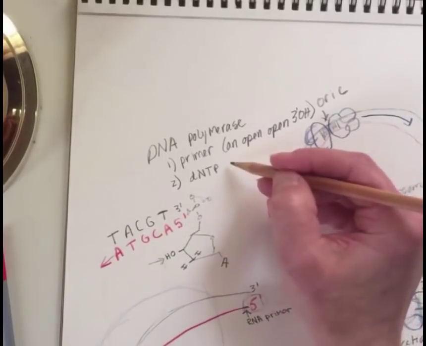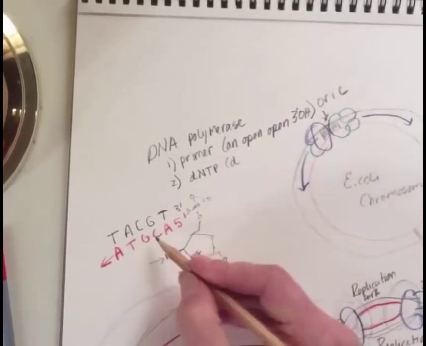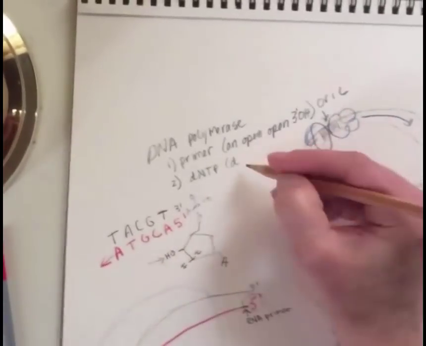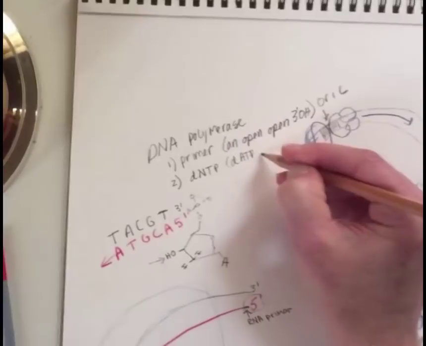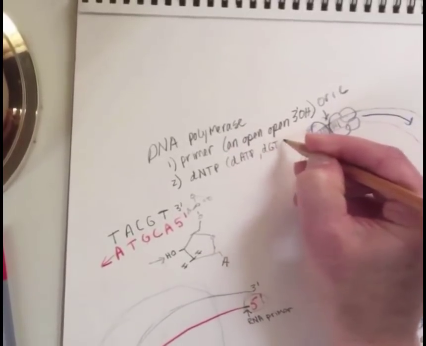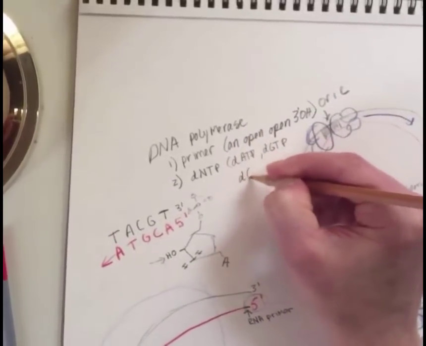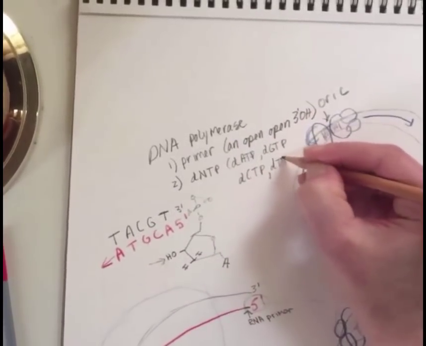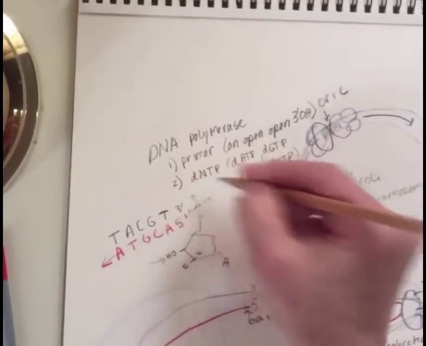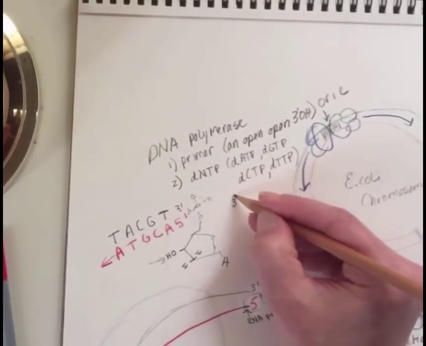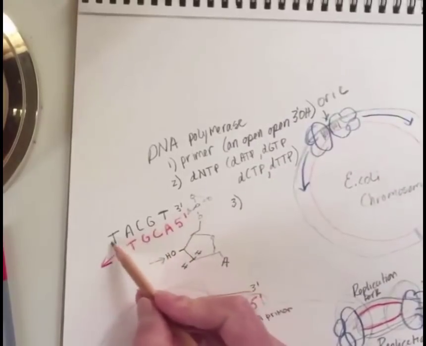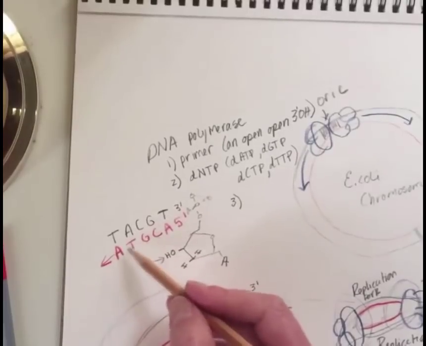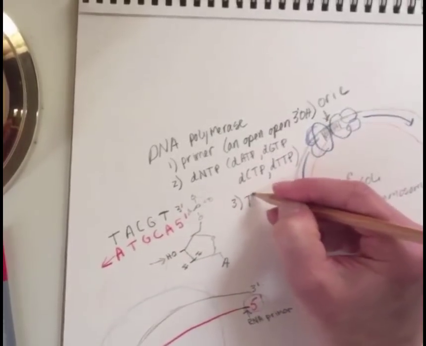So dNTPs are of a couple types. There of course are dCTPs, dGTPs, dTTPs, and dATPs. So it requires building blocks. And then lastly, of course, it was this template strand, the original strand, that told the DNA polymerase what to pair with. So it needs a template.